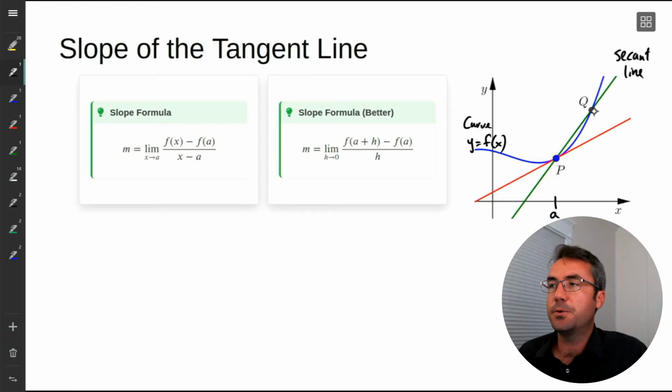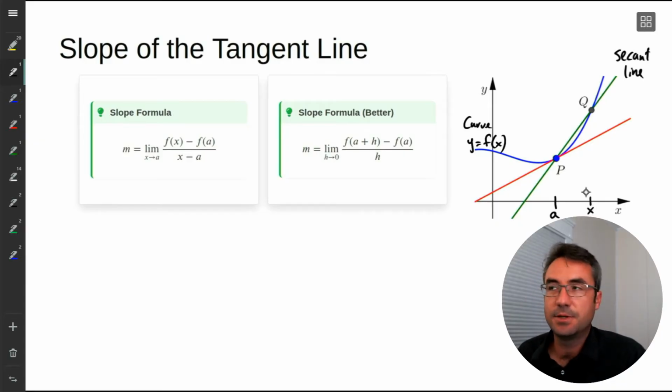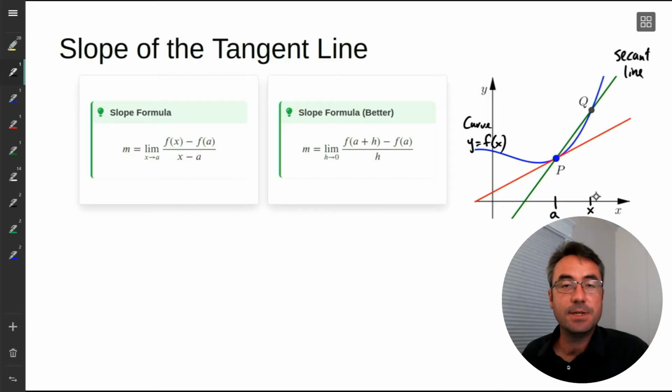Let's talk about the coordinates for point Q. So we know we're going to be moving point Q around, so the coordinates are going to be changing. So let's give the x coordinate a variable, and let's just call it x. The x coordinate for P is going to be fixed. It's going to be a number, so we'll say a. And then for Q, it's moving around, so we'll make that a variable x.